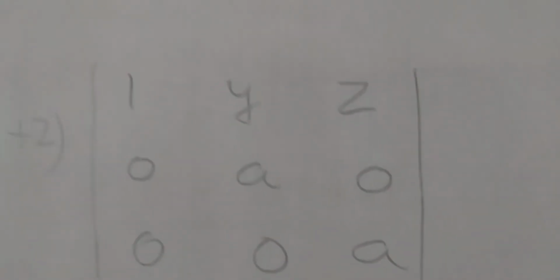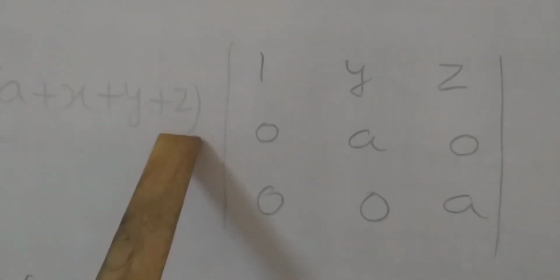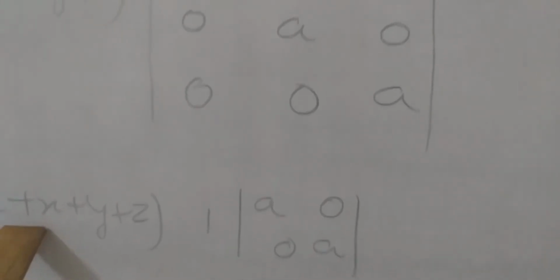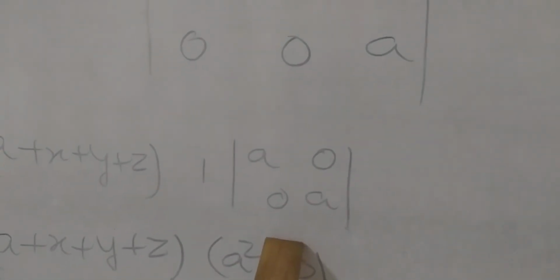So I am going to expand it along C1. It is not required to write in the case of 0. Directly we can do it. So A plus X plus Y plus Z will remain as it is. 1 will come here. So the column and row will be deleted. The left part is this: A 0, 0 A. That's why I have written it.